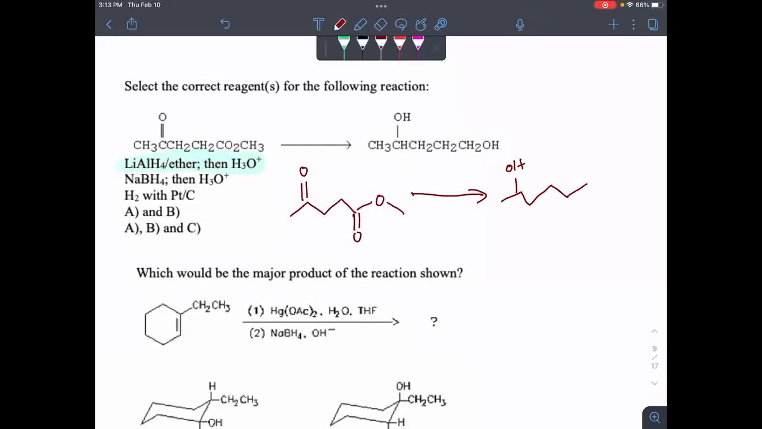Wait, is that the right amount of carbons? Yeah. So ketone and ester both gone, reduced to alcohols. How does the carboxylic acid on the side look in the condensed form? CO2H.